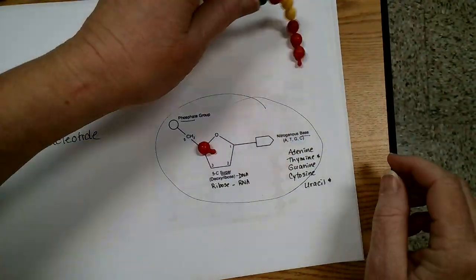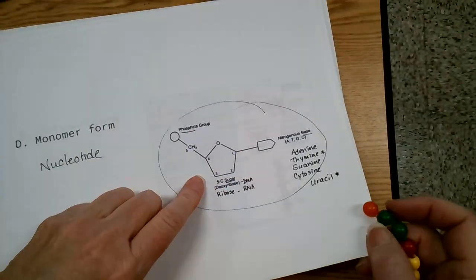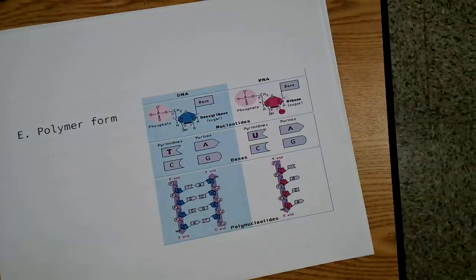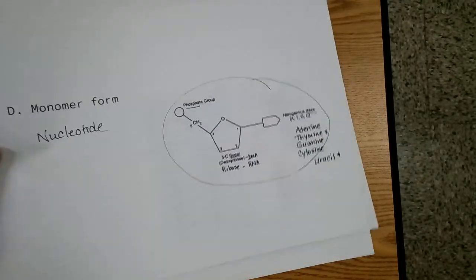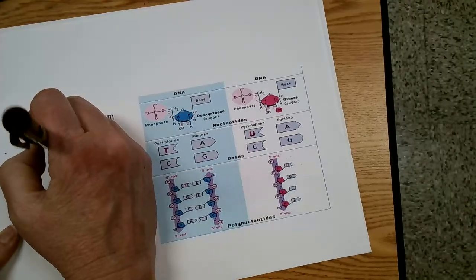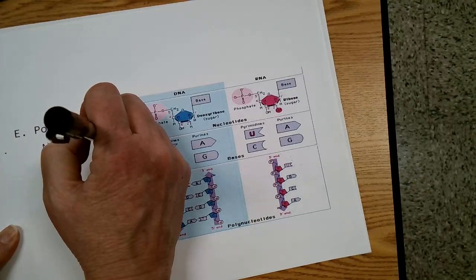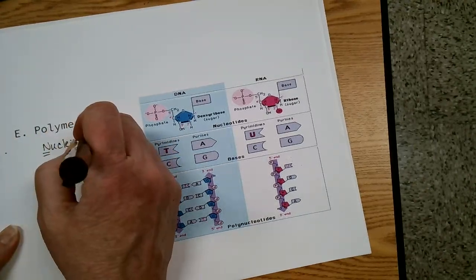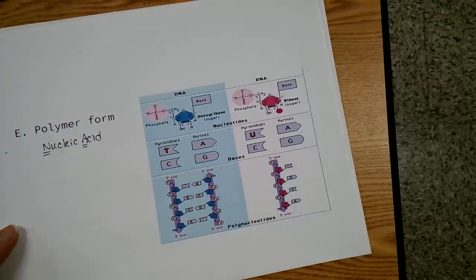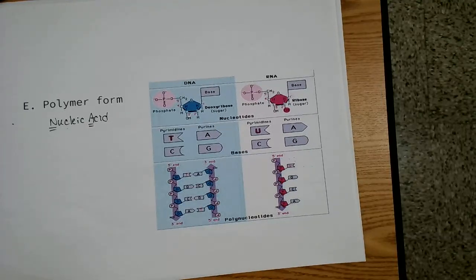So the polymer form is going to be many, right? Well, it's a little different, but very much the same. The nucleotide is the monomer. The polymer form is called the nucleic acid. Remember NA, DNA, RNA, and there's only two nucleic acids out there, DNA and RNA. So we're going to look at the difference between them.